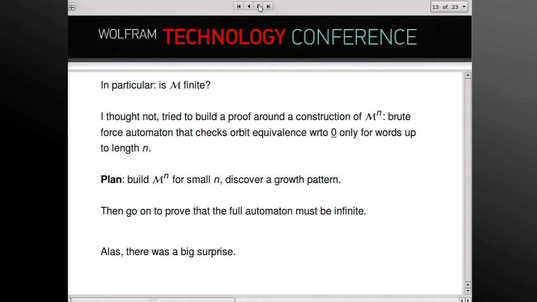So how about the following? Compute these approximation machines for a few values of n equal 1, 2, 3, 4, 5, as far as you can go. And then hopefully they will have a nice growth pattern. Actually, my conjecture was they grow quadratically. And if you can just figure out what the growth pattern is, then you can somehow prove that the big machine can't be finite. It has to be infinite. And so I went off and calculated these machines. And I drew a little picture.